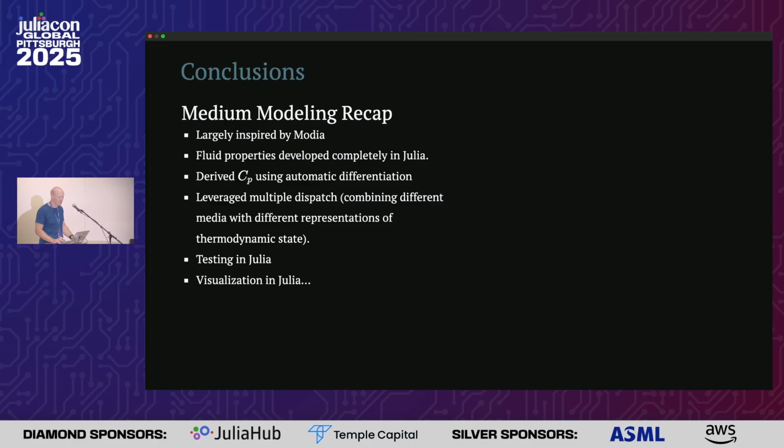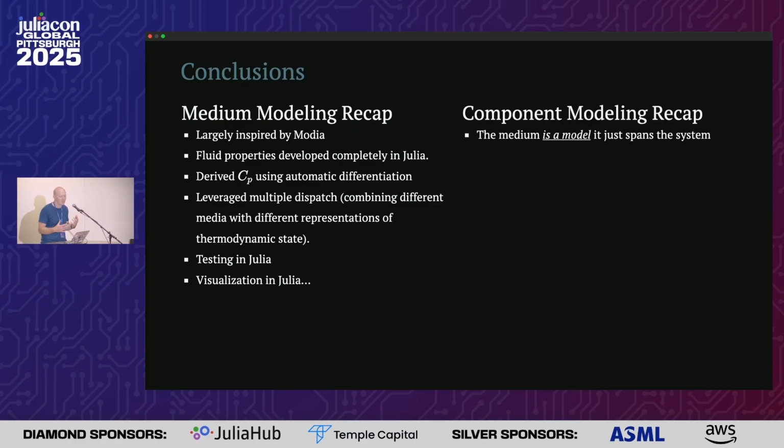So that's all fun and great for the medium side. On the component side, what I want people to appreciate is the fact that the medium itself is a sort of model in and of itself, right? And it actually spans this system. So it's kind of snaking its way through all of these circuits, but we want to have the ability to build a system of physical components and then still have the ability to decide to use different media inside of there. So we're essentially swapping different models of the media out.